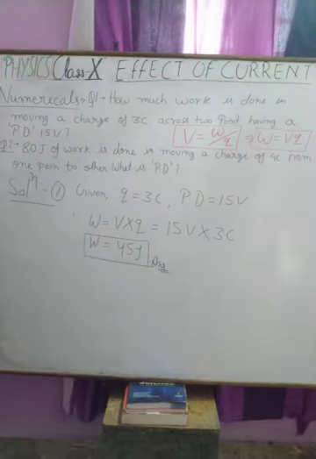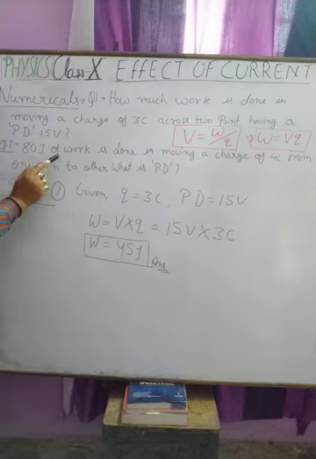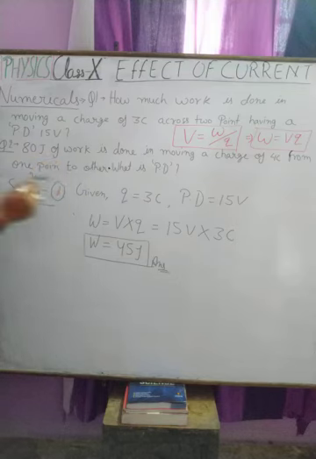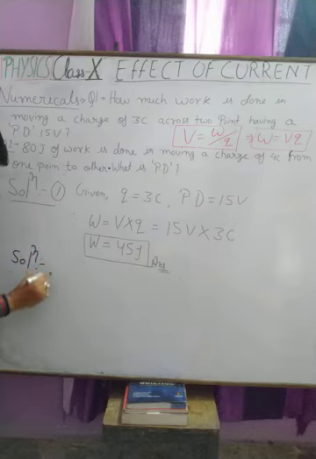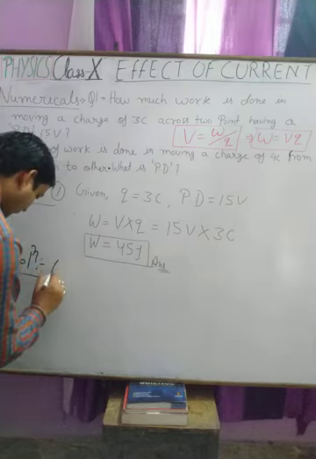Okay student, and now we have another problem, that is: 80 joule of work is done in moving a charge of 4 coulomb from one point to the other point. Okay, what is the potential difference? For this we have solution number 2, that is given in the second problem.